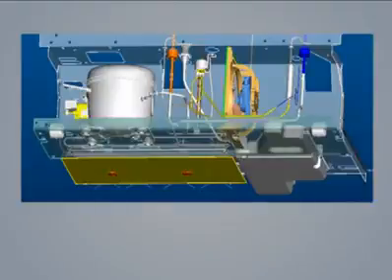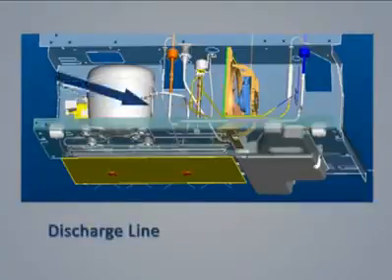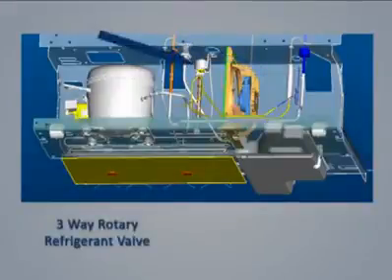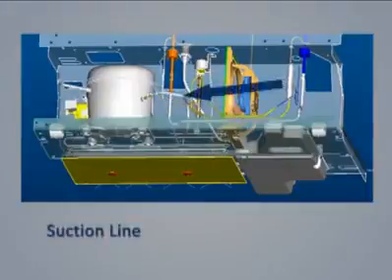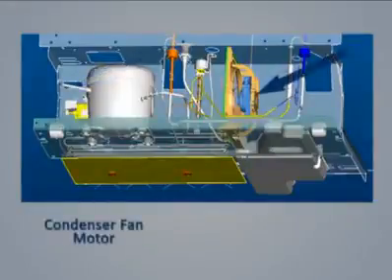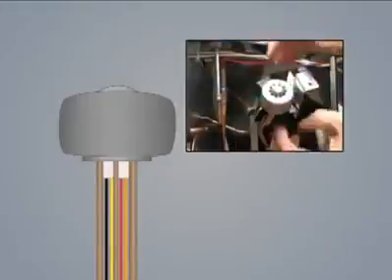Looking at a cutaway of the machine compartment, we see the actual location of components just identified. Compressor, discharge line, condenser, heat loop, dryer, three-way rotary refrigerant valve, check valve, suction line, process tube, condenser fan motor, three-way rotary control valve. Refrigerant flow is controlled by an electronically controlled refrigerant valve.